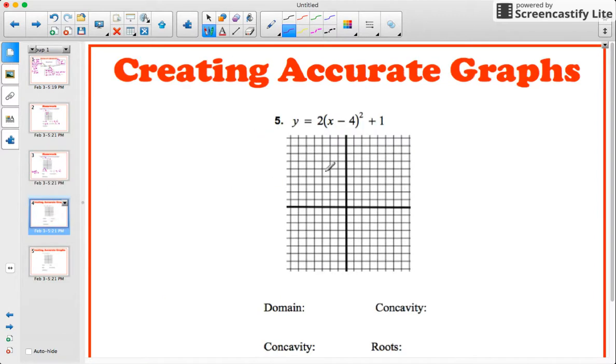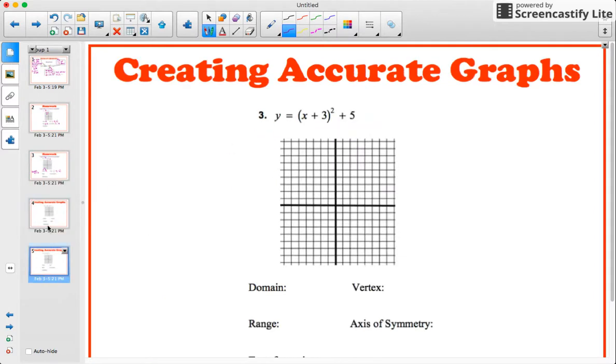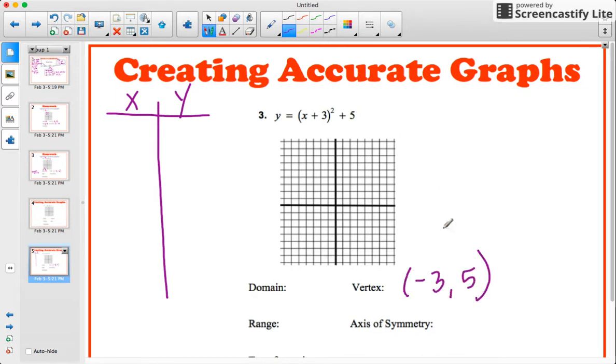Okay? So moving on, let's start with this one. Let's talk about making accurate graphs here. Okay? So that means I want to plot more than just that one vertex value. So I'll make a table of values, my x and my y. I know that my vertex is -3, 5. We already gave ourselves a rough sketch. Now we're trying to create some accurate graphs here.